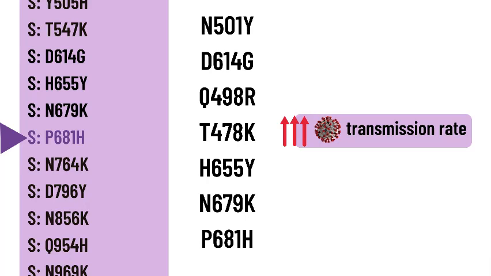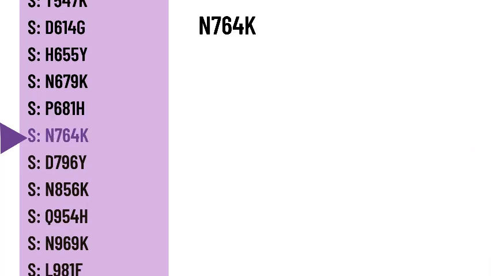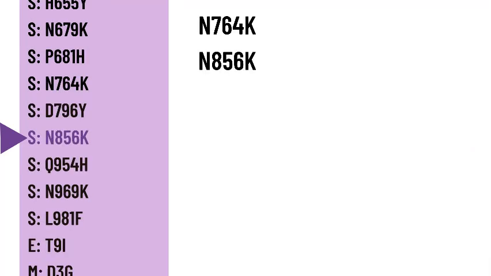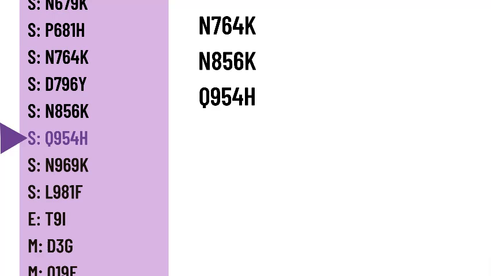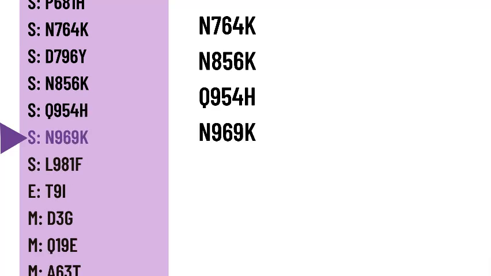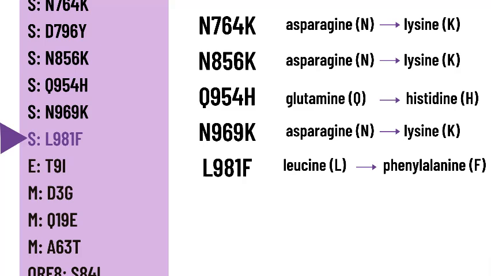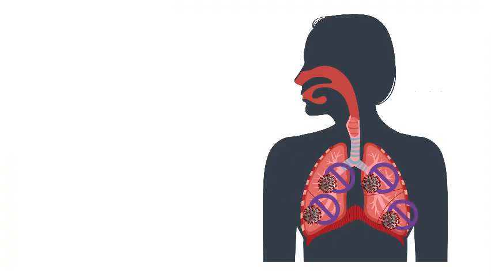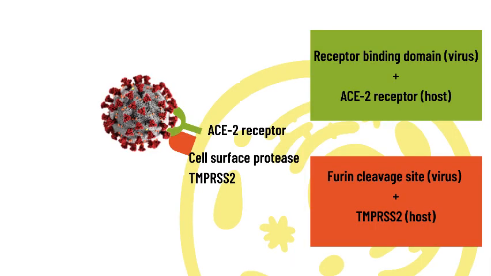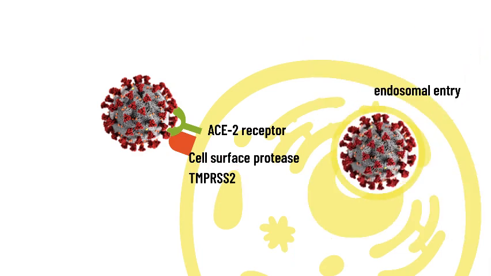A new group of clustered mutations including N764K, N856K, Q954H, N969K and L981F mutations with amino acid substitutions as listed have been discovered in the Omicron variant. These clustered mutations reduce the efficient infection of lower airway cells that express TMPRSS2, which as mentioned earlier, is required by viral entry. Instead, the Omicron variant is capable of another form of viral entry called endosomal entry directly from cell membranes.